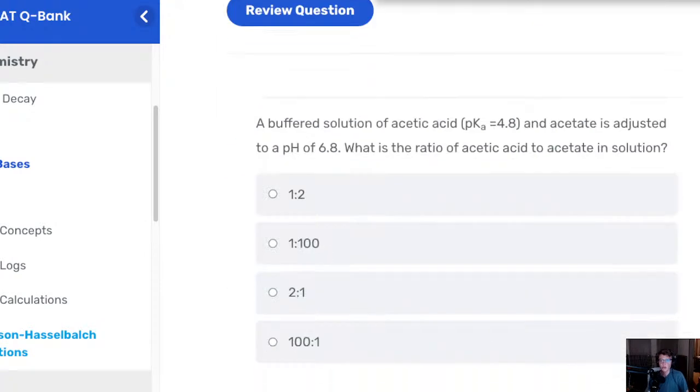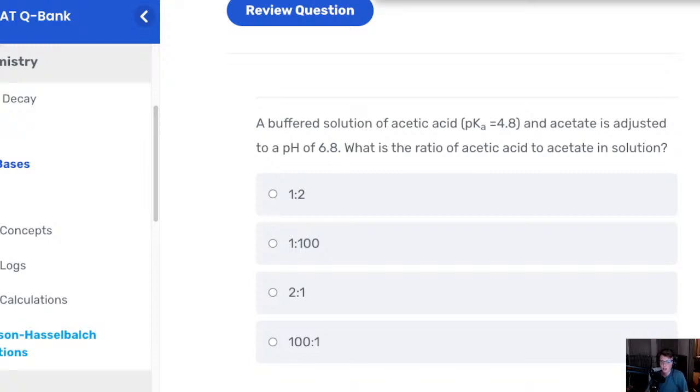Cool, let's go ahead and do this one. This one is a little bit different in the sense that we are looking at not solving for the final pH, but instead we're going to be solving for the ratio of one thing to another. So acetic acid to acetate in this buffer. So we're looking at the concentrations and we're sort of solving backwards. This is still actually really easy.